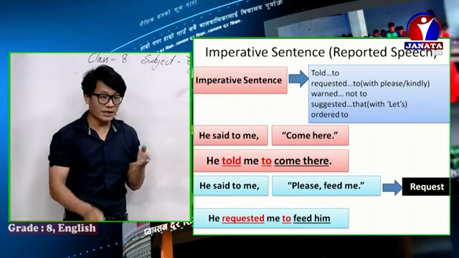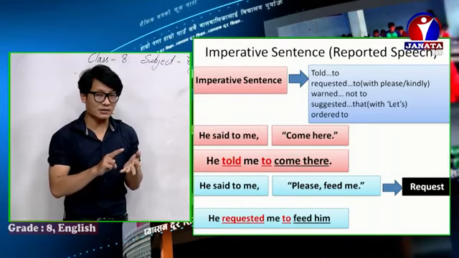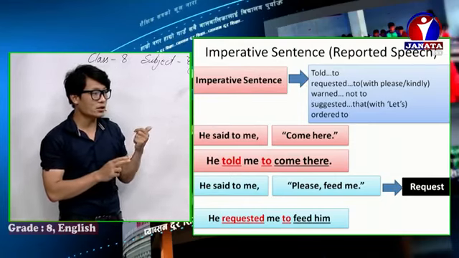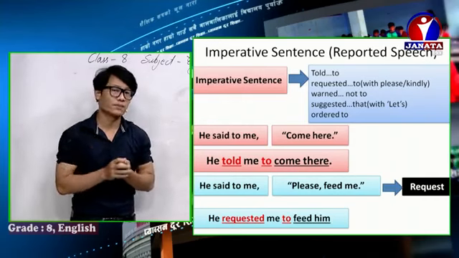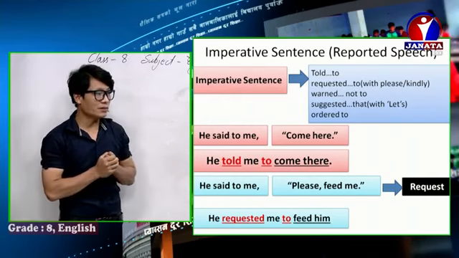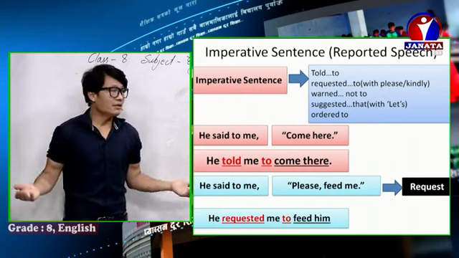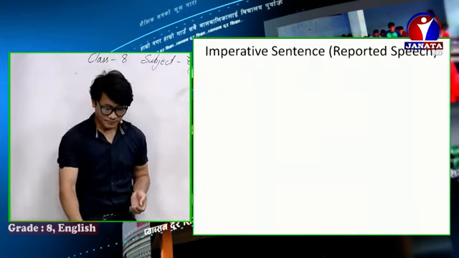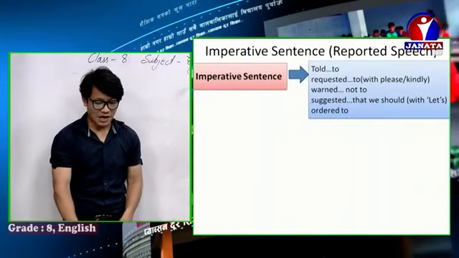Remember, when there's a please or kindly word, that makes a request. Then if that is a request, we need to use requested to. Like he said to me, please feed me. He requested me to feed him. Okay. Now next, imperative sentence.